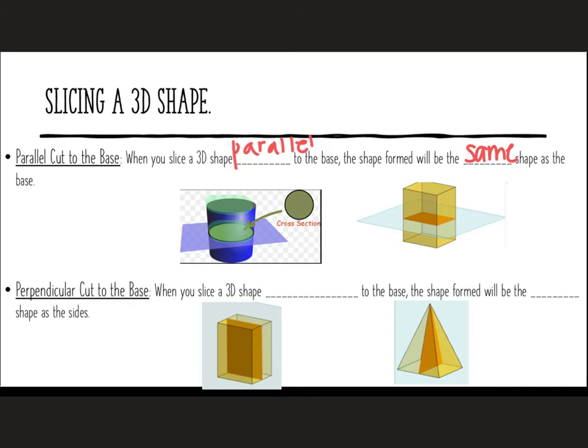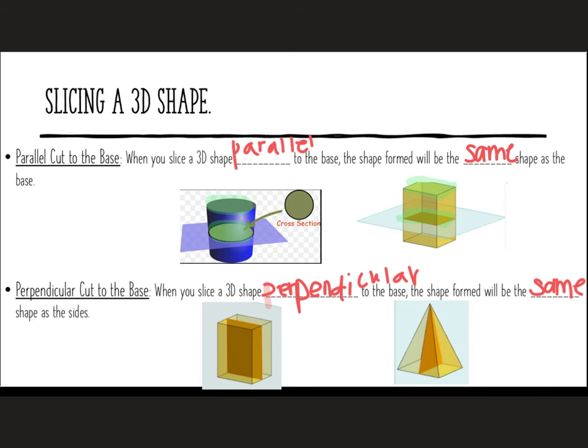Same idea for your rectangular prism. The base on a rectangular prism is a rectangle. Okay, so the cross section when I split this parallel to the base will be the 2D figure of rectangle. Then perpendicular cut to the base. So when you slice a 3D shape perpendicular, the shape formed will be the same as the sides.